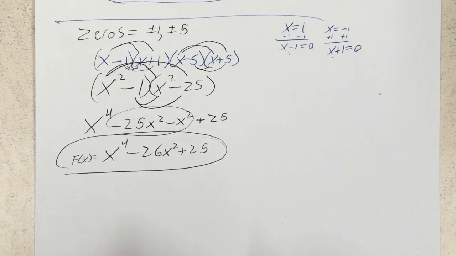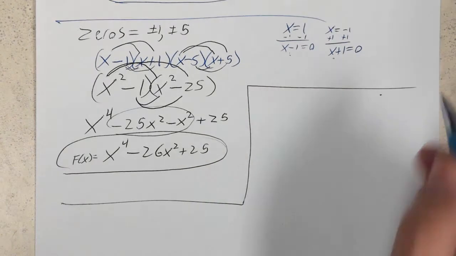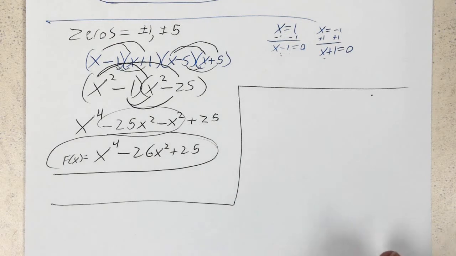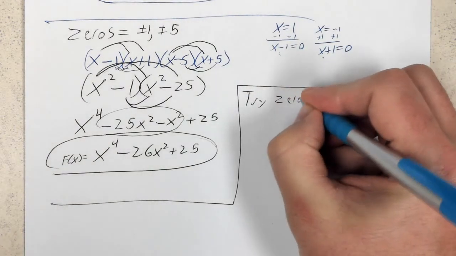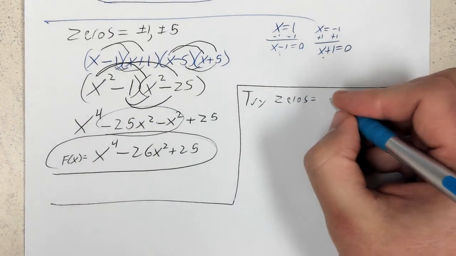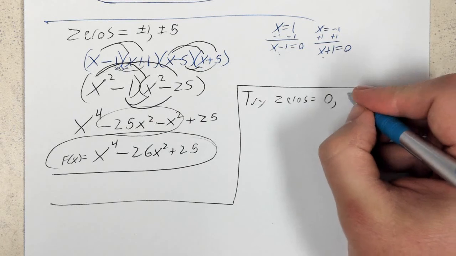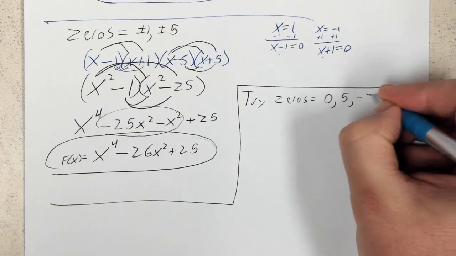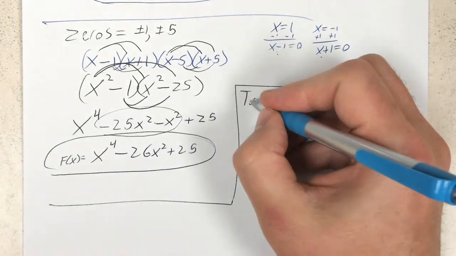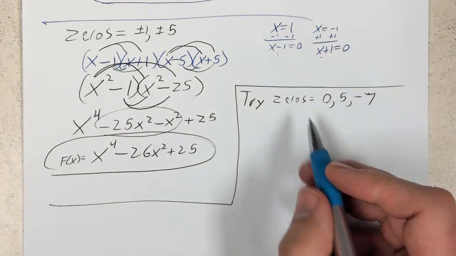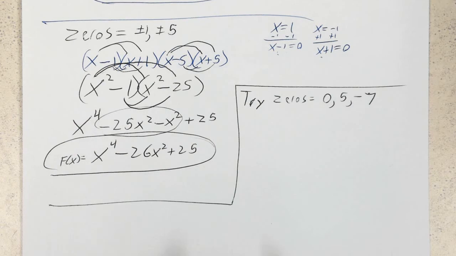Okay. Let's just try one. So try this one. Zeros are equal to 0, 5, negative 7. Let's spend about 30 seconds trying to set that one up, and then I'll work it out here. Ready, go.